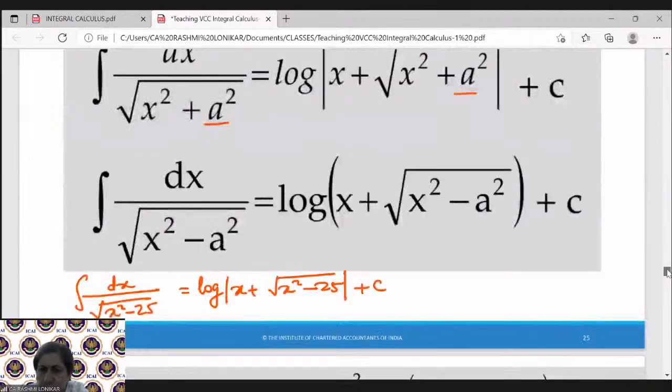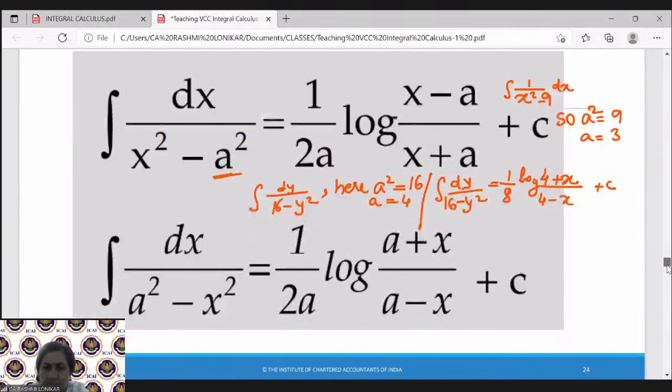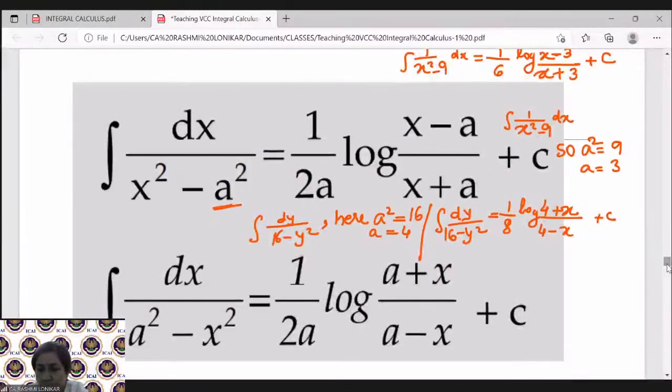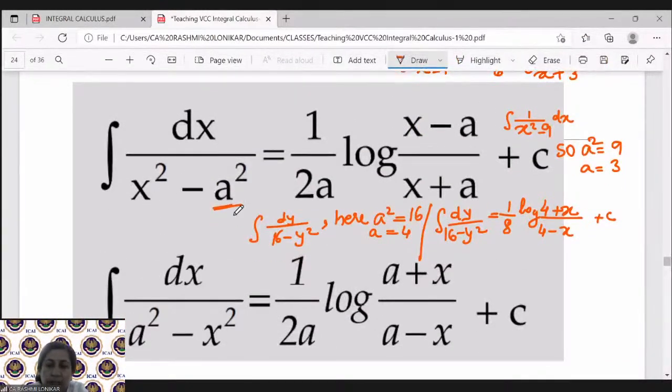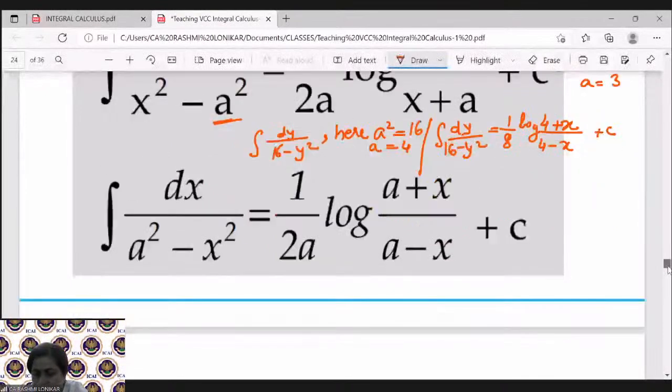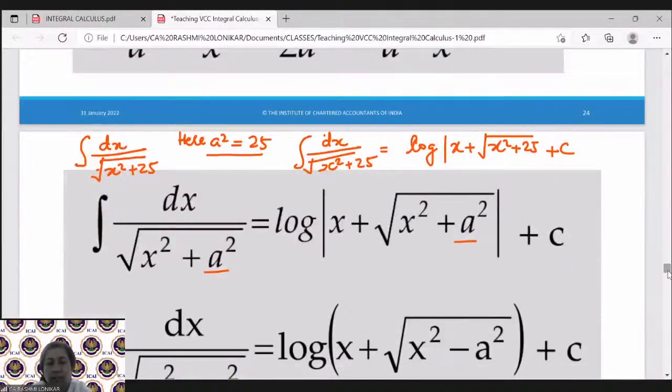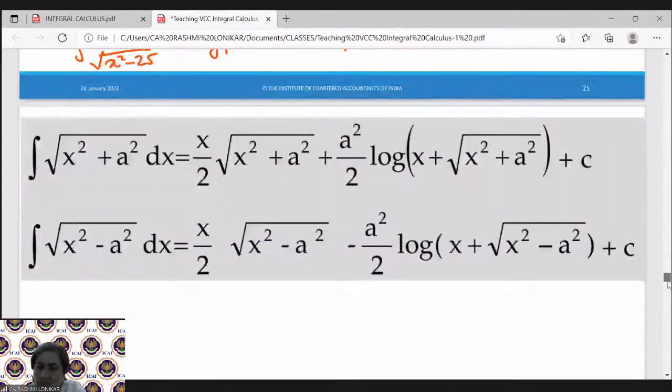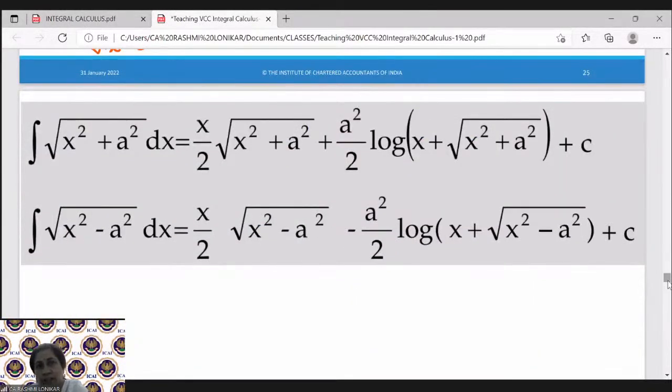So here what have we done? These four formulas. Here we have x square minus a square in the denominator. Here we have a square minus x square in the denominator. Again, we have dx upon square root of x square minus a square or x square plus a square in the denominator. Now the next set of formulas are when you have it in the numerator.